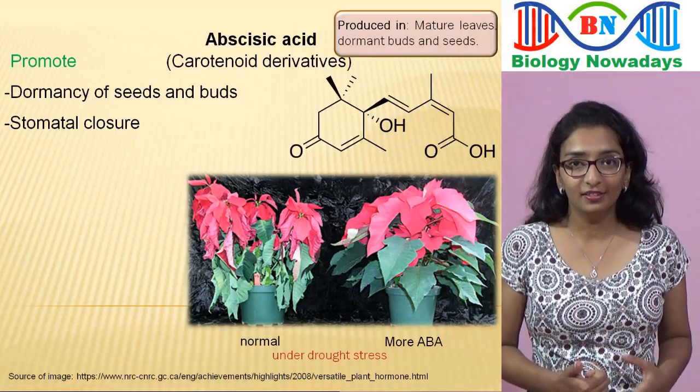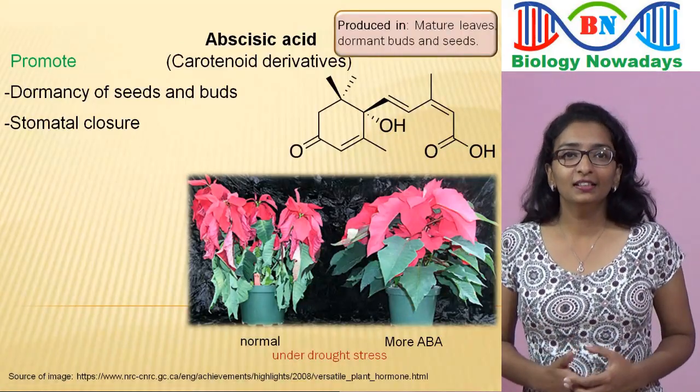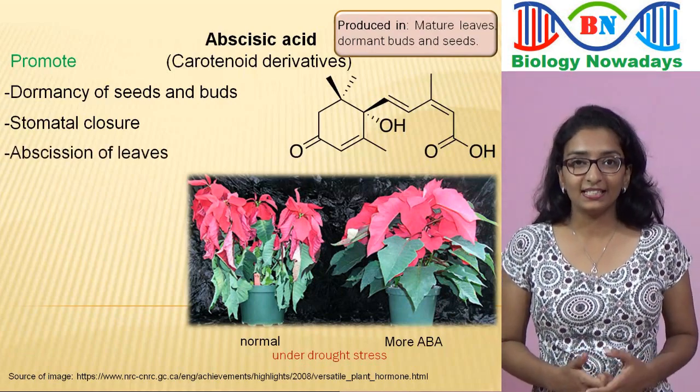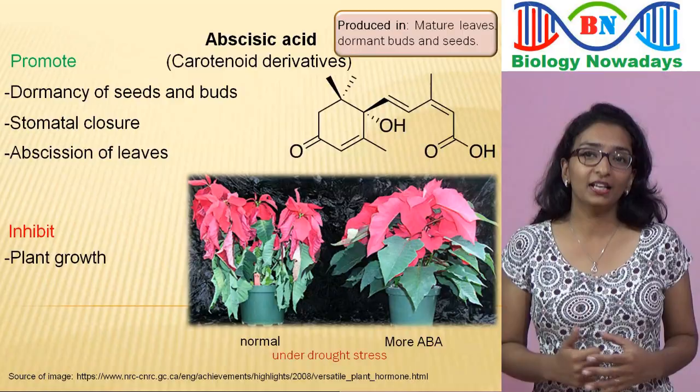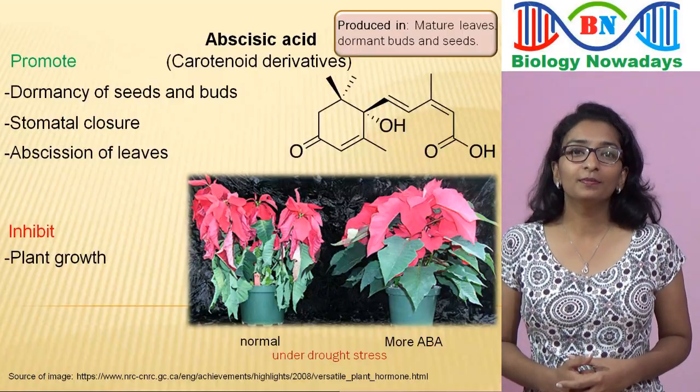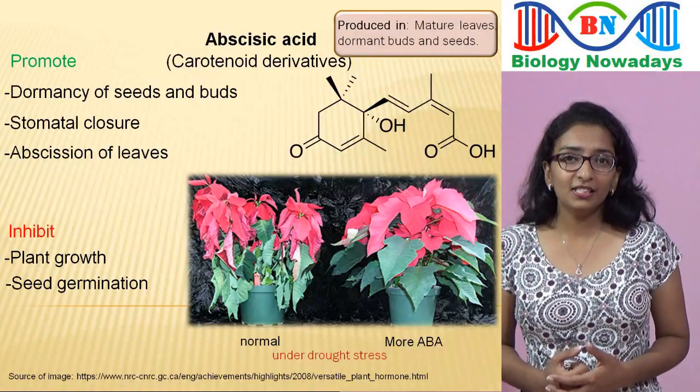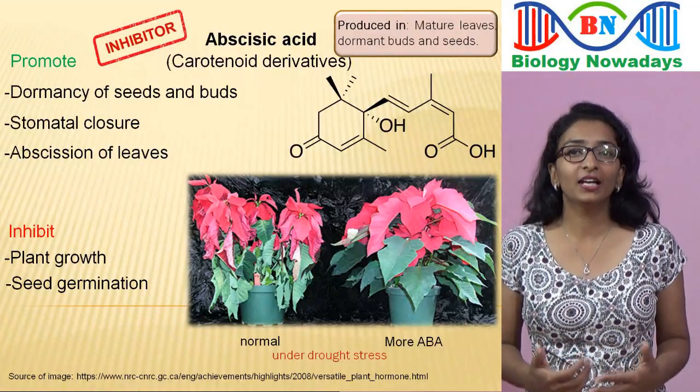As I mentioned earlier, together with ethylene, ABA promotes abscission of leaves. Abscisic acid is a general inhibitor of plant growth. It also inhibits seed germination. So overall, abscisic acid is an inhibitor of plant growth.